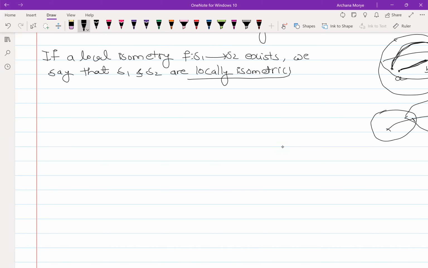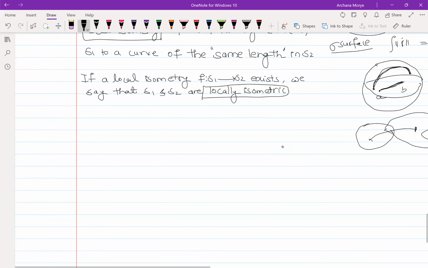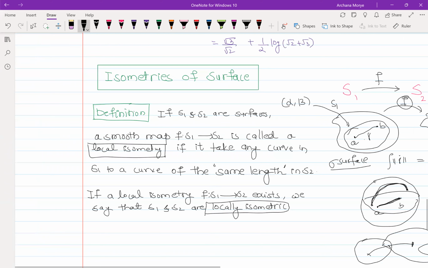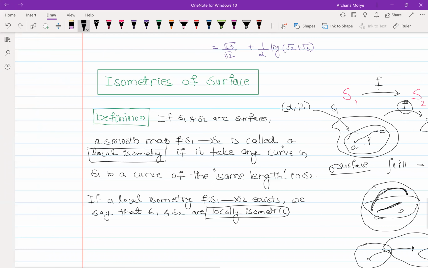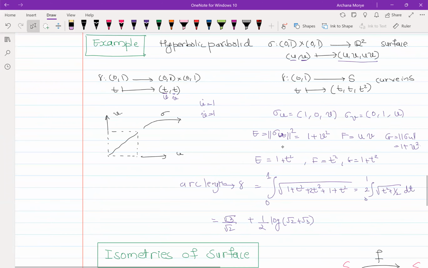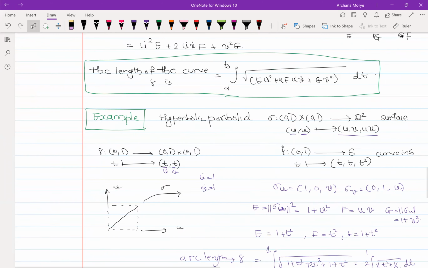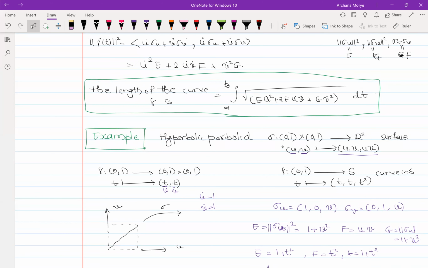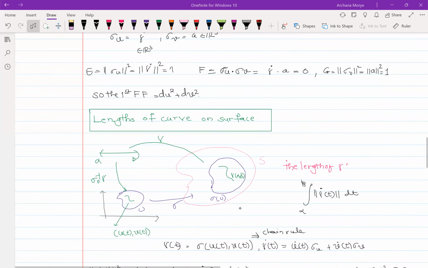Okay, and one can actually prove that locally isometric implies local diffeomorphism, and if that local diffeomorphism is a diffeomorphism, then they call it isometric. Anyway, all these things I'll discuss in the next class, because there is some problem with my computer. It has become a little slow.